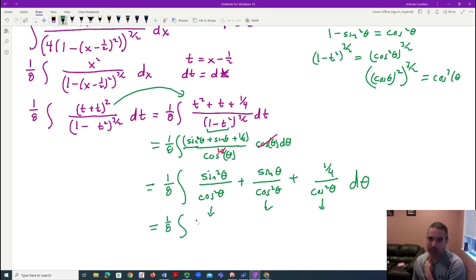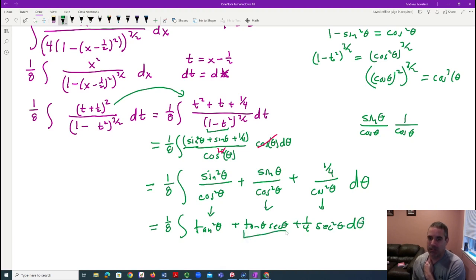Aha, so this looks to me like tangent squared of theta. This one is weird because it's sine over cosine, but then there's another cosine, right? Because the cosine squared. But that's really good because that is tangent times secant. That's one of the derivatives we know. And then this one is 1/4 secant squared of theta. Aha. This is in our table. This is in our table. This is not in our table, but we did this one in class the other day.